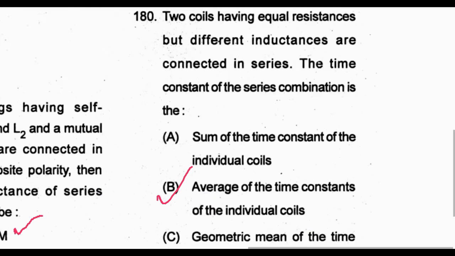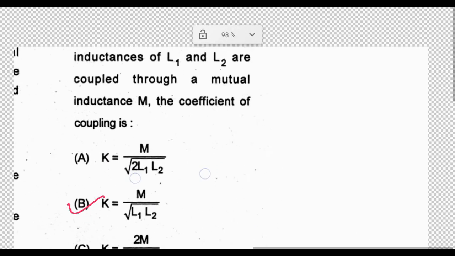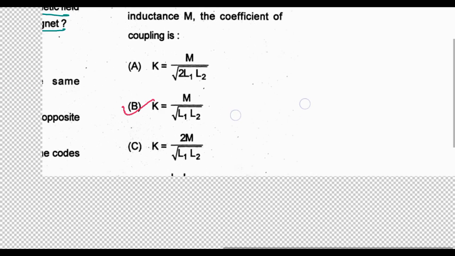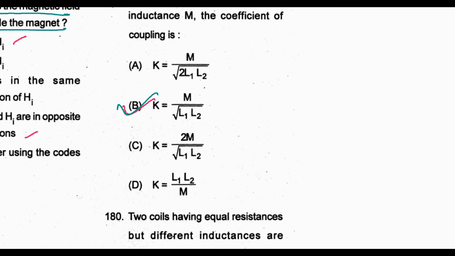Next is question number 139. In this question it is given, when two coils having self inductances of L1 and L2 are coupled through a mutual inductance M, the coefficient of coupling is K equal to M by root over of L1 L2. This is the definition and directly the answer.